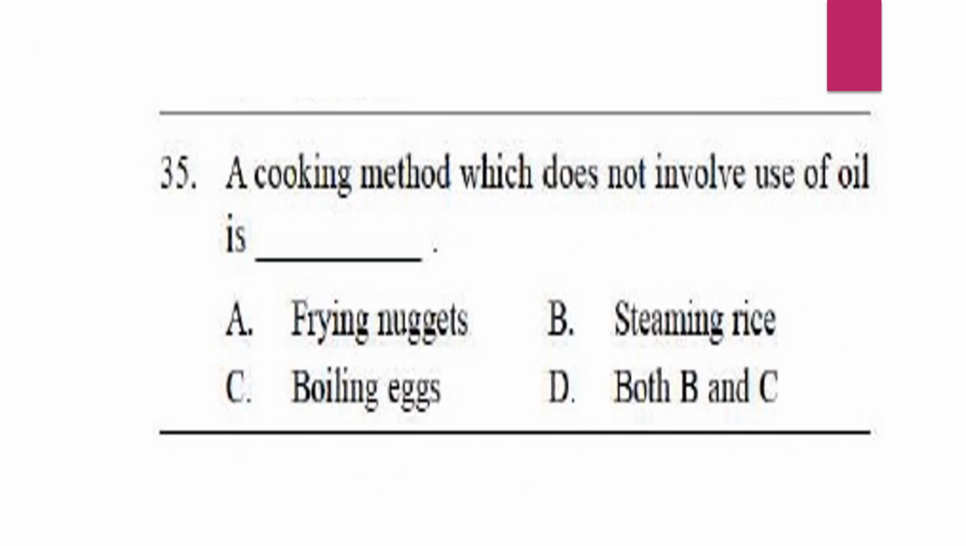Question number 35. A cooking method which does not involve use of oil is dash. Option A, frying nuggets. Option B, steaming rice. Option C, boiling eggs. Option D, both B and C. And the right answer is option D, both B and C.